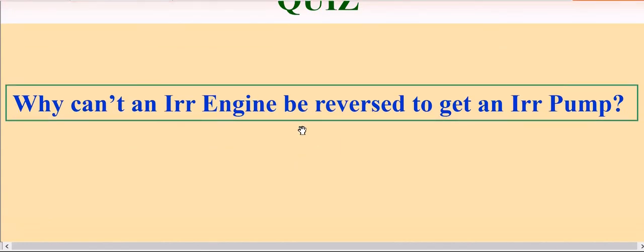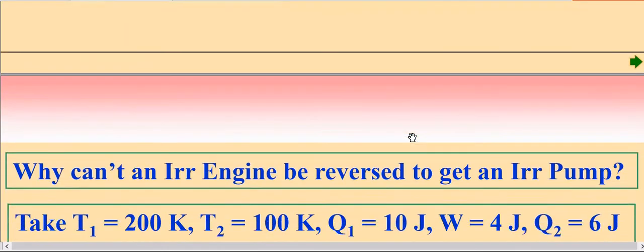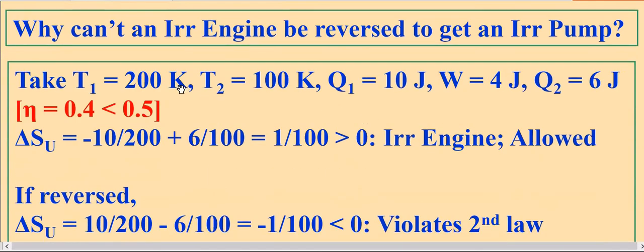So the next point is, why can't an irreversible engine be reversed to get an irreversible pump? You consider the same problem. T1 is 200, T2 is 100, Q1 is 10 joule, W is 4 joule, Q2 is 6 joule. So this is allowed. Eta is 0.4, so it is less than 0.5. This is an irreversible engine.